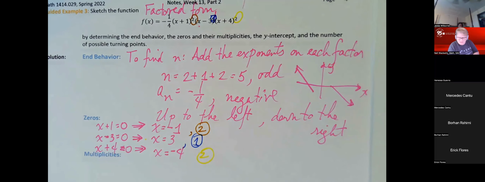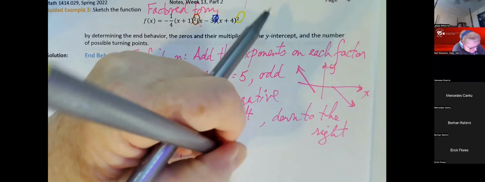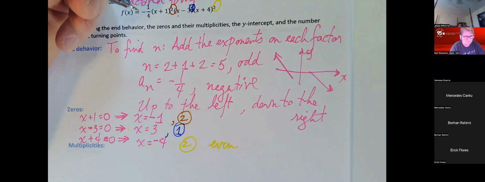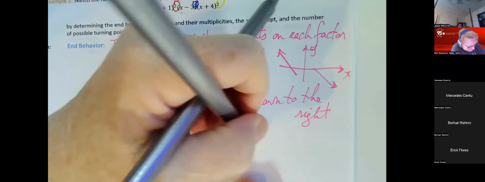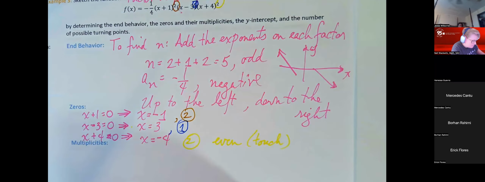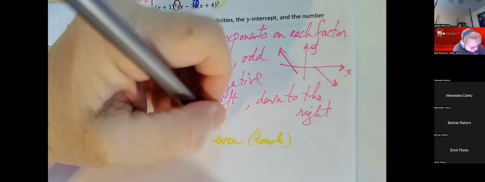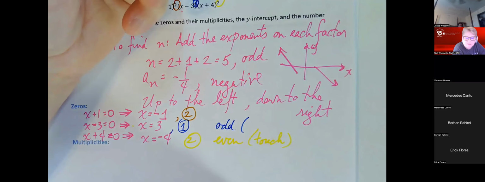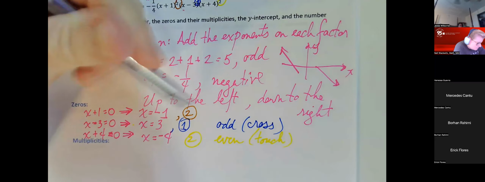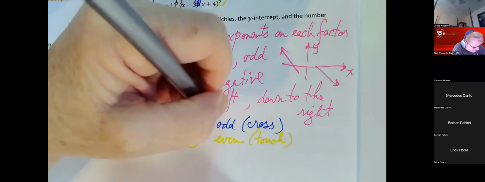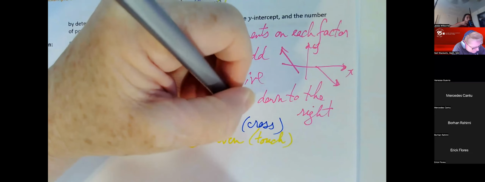What do we care about with multiplicities? It's even or odd. That's right. So 2 is even. Even means touch or cross. Touch. That's right. All right. 1 is even or odd? That's odd. So do we touch or cross at x equals 3? We cross. Good. And at x equals -1, do we touch or cross? We touch again, because 2 is even.